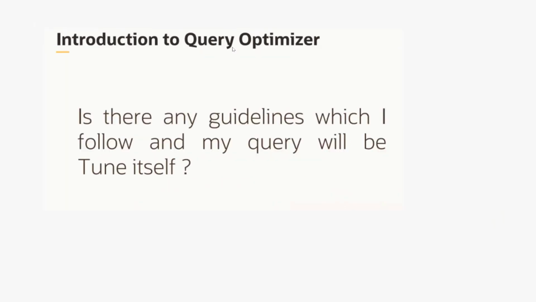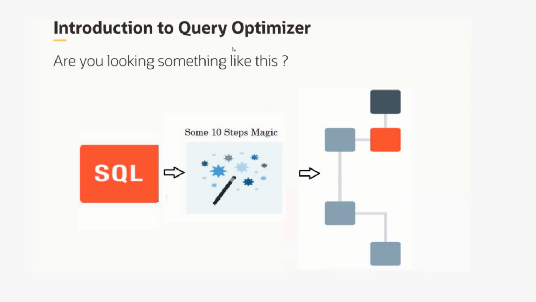Next, are there any guidelines I can follow so that my query will be tuned itself? Yes, there is a guideline. There is a particular set of steps you have to follow to make your query faster. So, introduction to query optimizer. There are 10 steps, which we call magical steps. To tune a particular query, we have 10 basic steps, what we call magical steps. If you follow these 10 steps, your query will be optimized very soon.